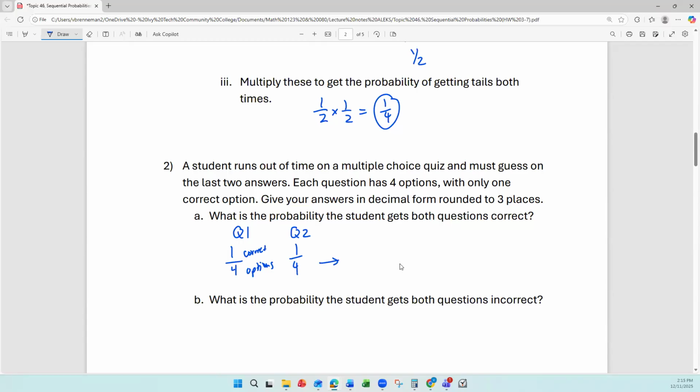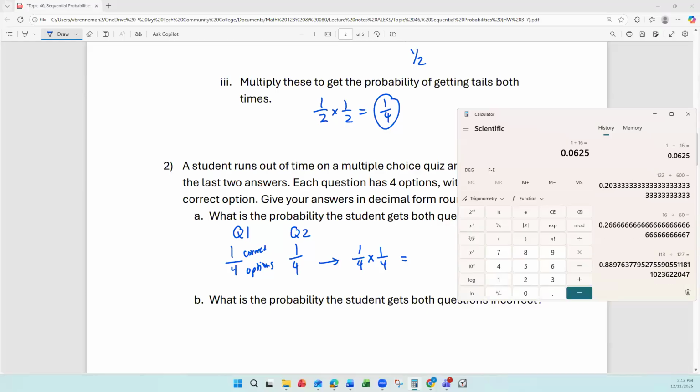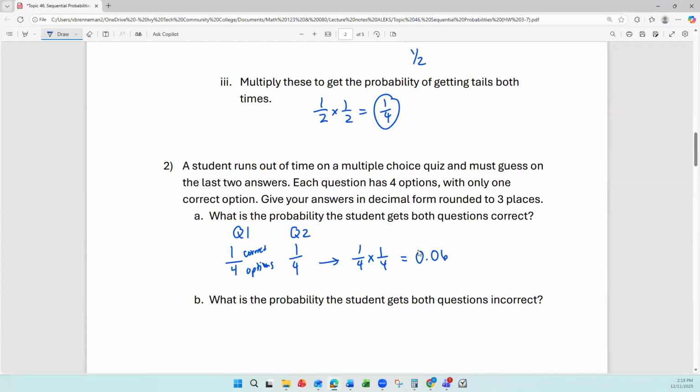So the combined, the probability of both of those things happening is 1/4 times 1/4, which comes out 0.0625, or rounding to 3 places, 0.063.